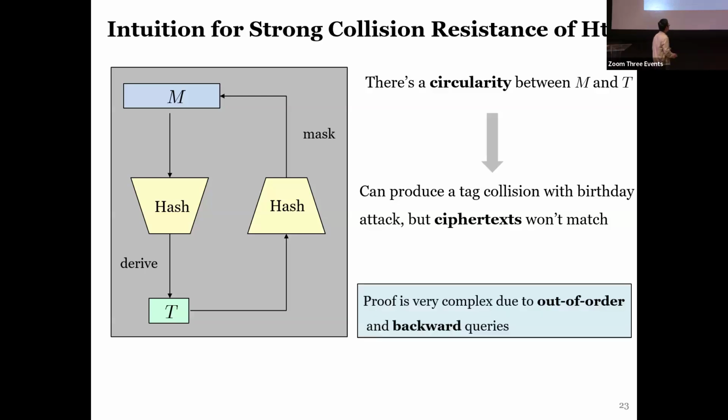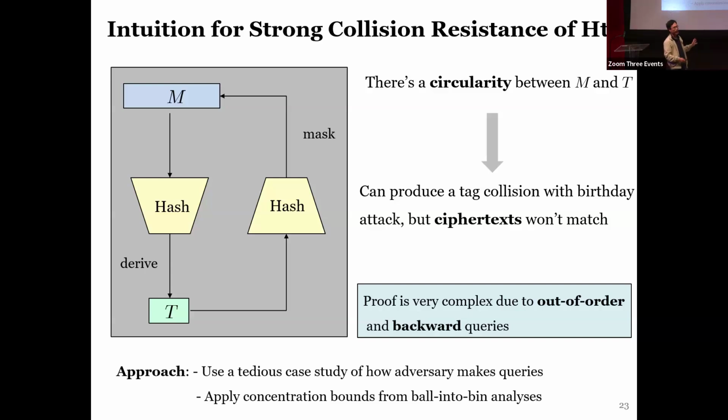Well, the proof is actually very complicated. In the construction, you hash M first to get the tag, and then you hash the tag and so on. But in adversary queries, you can make out-of-order queries. Besides, the hash functions are built on a block cipher, so the adversary can make forward and backward queries. So that can be really a mess. So we, in fact, have to use a tedious case analysis on how the adversary makes queries. Naively, there are just too many. But by doing some little tricks, we can prune that down to about a dozen cases, which is practical.